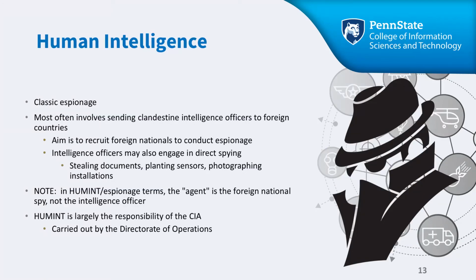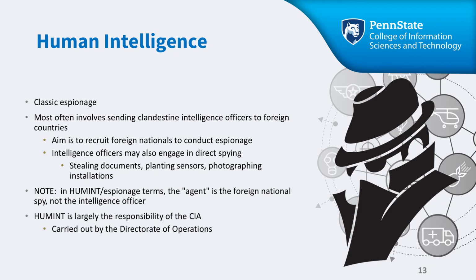Finally, there's old-fashioned human intelligence, or HUMINT, classic espionage. Very important in the counterterrorism context. In fact, one of the perceived shortcomings of U.S. efforts to get information about terrorists in the wake of the 9/11 attacks was that we didn't do enough in terms of human intelligence.